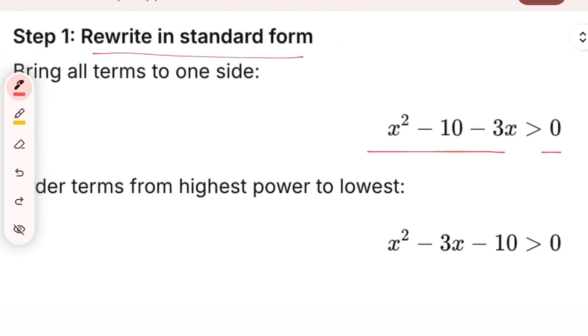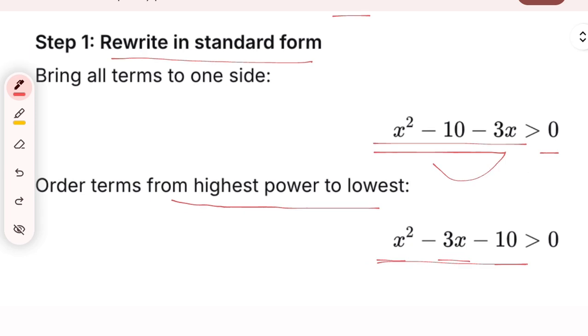So you can write it like this, or you can also write it from the highest to the lowest, meaning the highest exponent then to the lowest one. So the highest exponent is x squared, so you write it first. Then put 3x next because 3x is x to the 1. And the last here would be the constant 10. And then, of course, the other side would be 0. All right? So you write it from the highest power to the lowest power, and then the other side is 0.